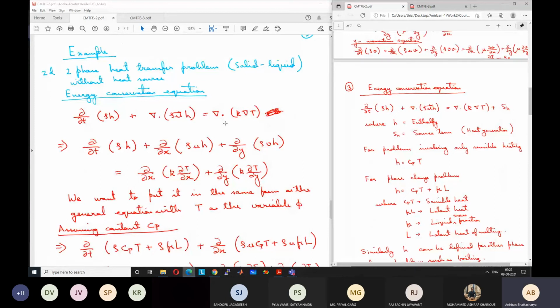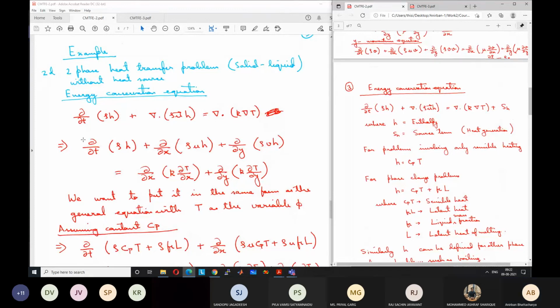You have to do it for a small control volume. Okay. So anyway, because it's a 2D problem, we will write this in 2D. Del T of rho h plus del x of rho uh, where u is the x direction velocity component, plus del y of rho vh, v is the y direction velocity component, is equal to del x of k del T del x plus del y of k del T del y. So this is our governing equation for this problem.